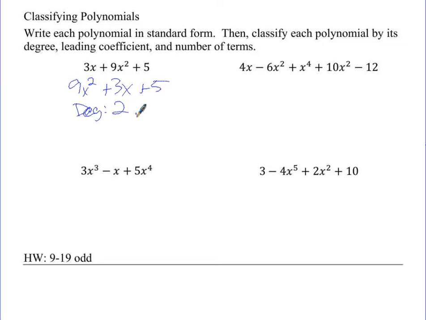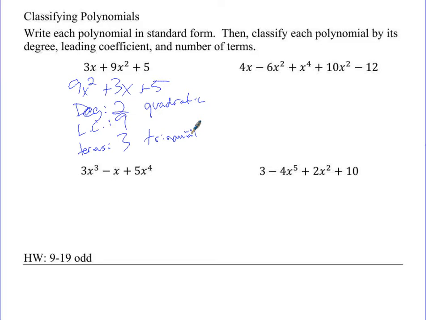So I could call it what? Quadratic. Its leading coefficient is what? 9. And number of terms. There are 3 terms. So I could call this a trinomial. So this would be a quadratic trinomial.